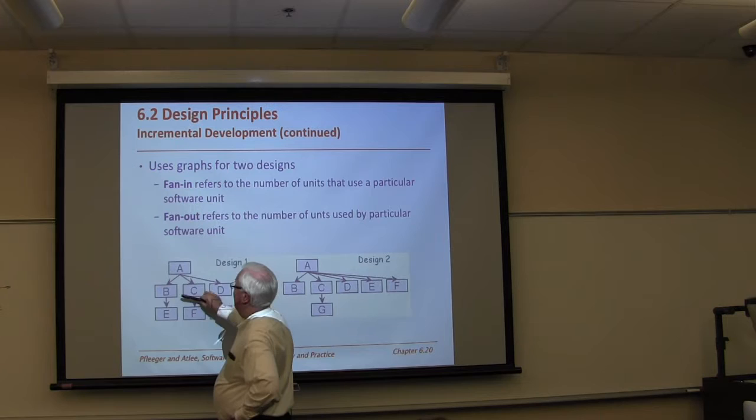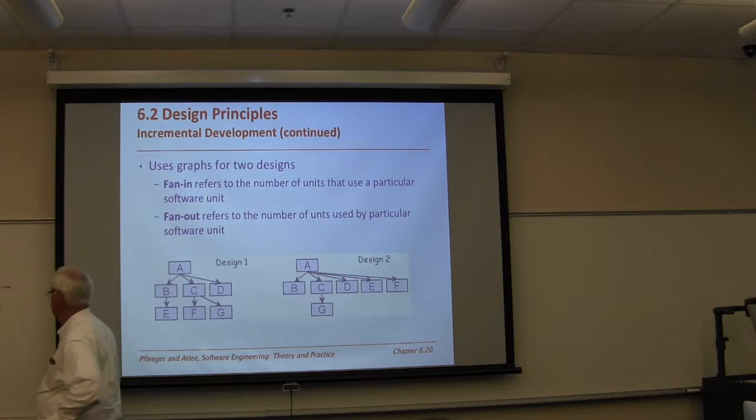This would be the number of units that use a particular software unit. So this would be where we are going out to other units, right? I don't like the word in and out the way they've used it. But if I read that right, fan in refers to the number of units that use a particular software unit. So they're the ones we're going to talk to. Wouldn't it be the number of units that are making a call to that function? Yeah. So yeah. Would that be going in?